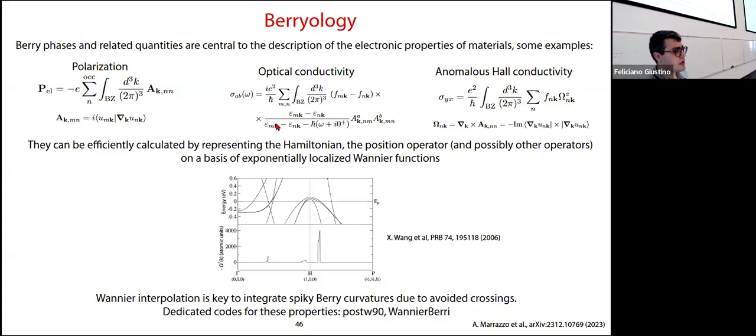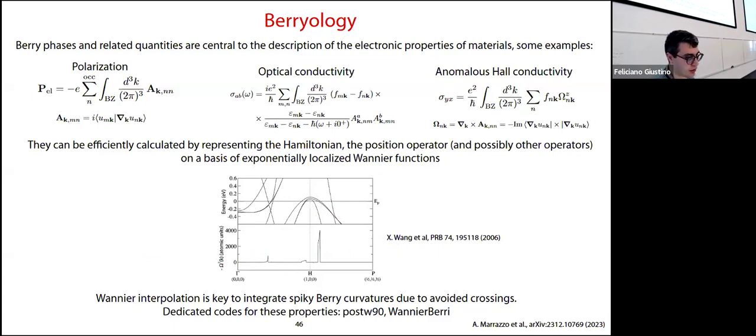There are many, many other quantities like this that can be efficiently calculated by representing not only the Hamiltonian, but also the position operator, and in some cases even other operators, on a basis of exponentially localized Wannier functions. And so you might ask, why is this useful? I mean, why do I have to do this? And this picture, I think, will probably answer your question, because this is the Berry curvature calculated along a high symmetry line. And you see that the Berry curvature has spikes.